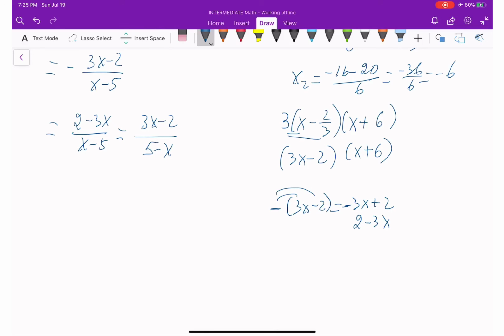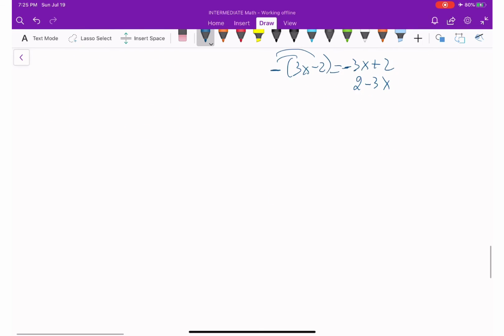Okay. And the last one, and I am done. (12 minus 3x) over (4x squared minus 16x).